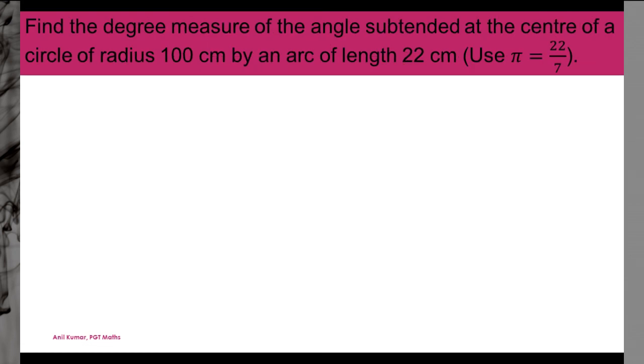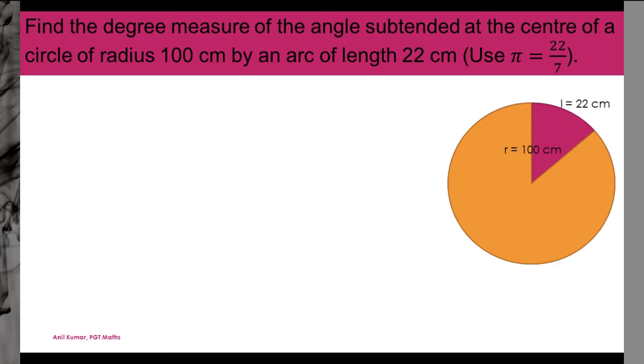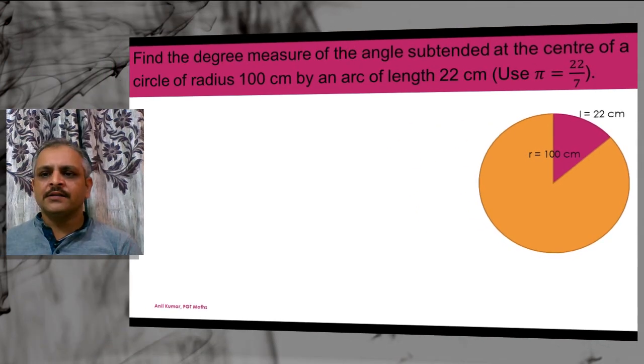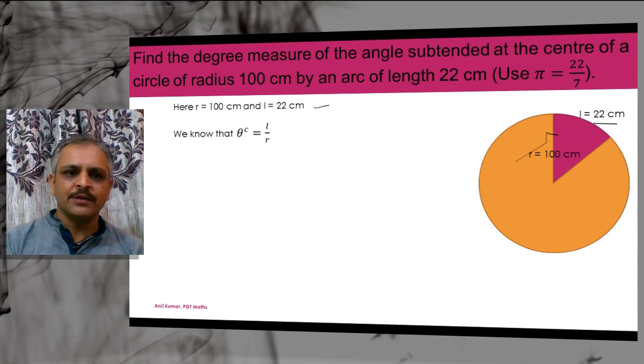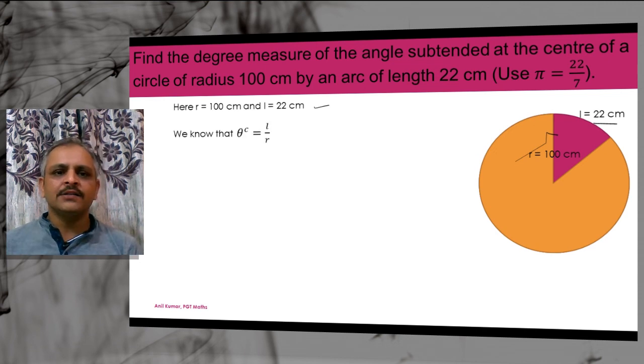Find the degree measure of the angle subtended at the center of a circle of radius 100 centimeter by an arc of the length 22 centimeter. So this is my circle, radius is given 100 centimeter and arc length, this L, is 22 centimeter. So here radius 100 and arc length is 22 centimeter. We know that theta radian is equal to L upon R. Let's put the value.